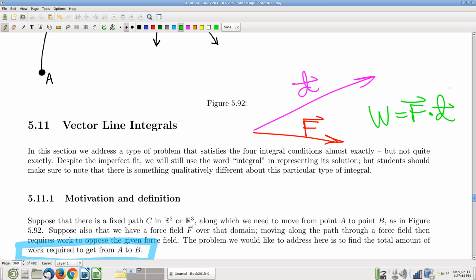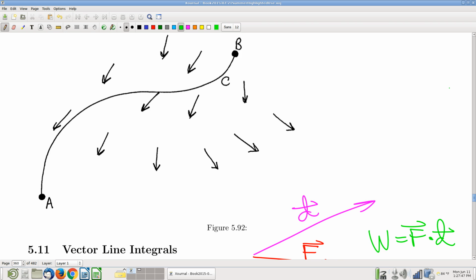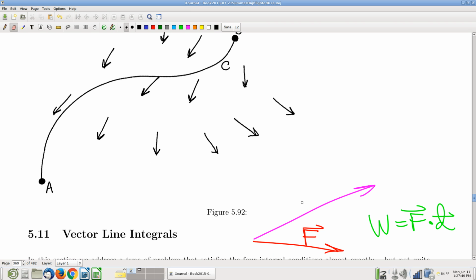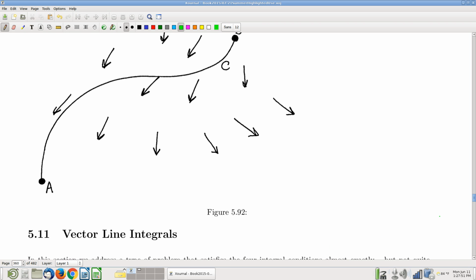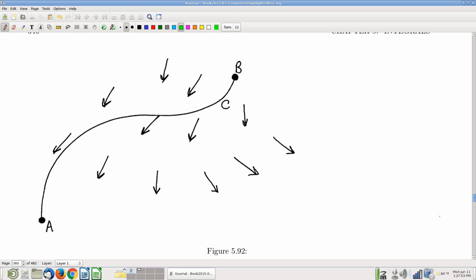So what we're going to consider here is a yet further variation where we're going to start here and we're going to end there, but we're not going to follow that path. We're not just going to displace directly in a straight line from A to B. Rather, instead, we're going to follow a curved path. How does that change things?